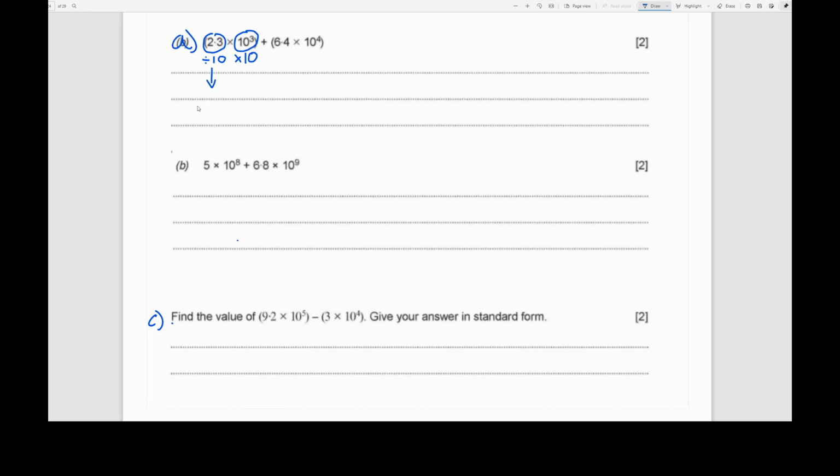So 2.3 divided by 10, that's 0.23. 10 to the 3 times 10, that is 10 to the 4. So I've got 0.23 times 10 to the 4 plus 6.4 times 10 to the 4. And all you've got to do now is 6.4 plus 0.23 and then put times 10 to the 4. So we have 6.63 times 10 to the 4. You all okay with that?